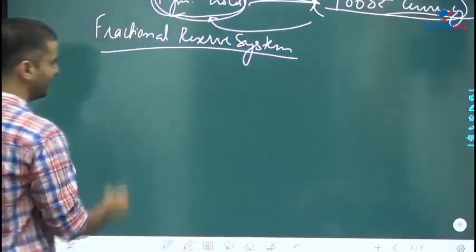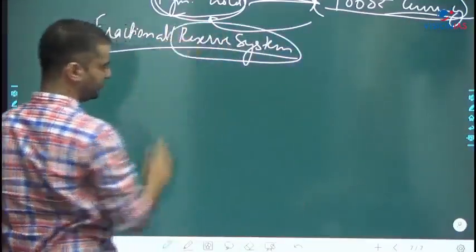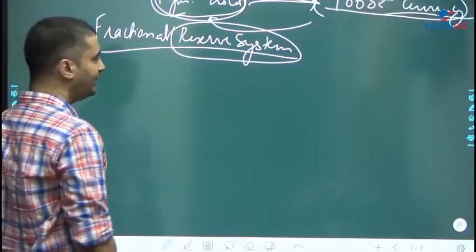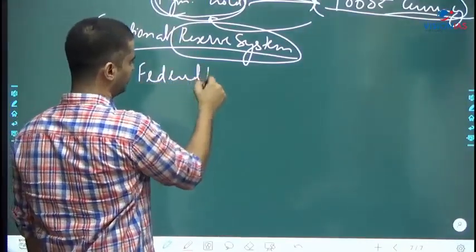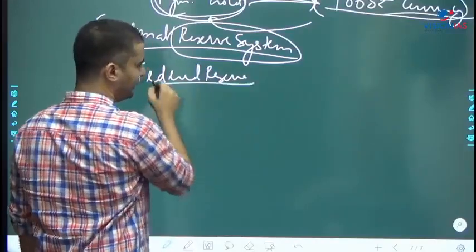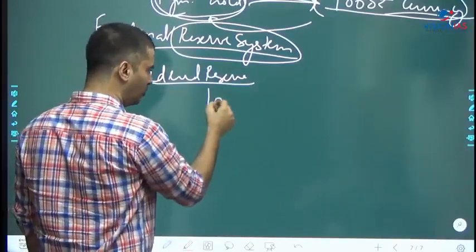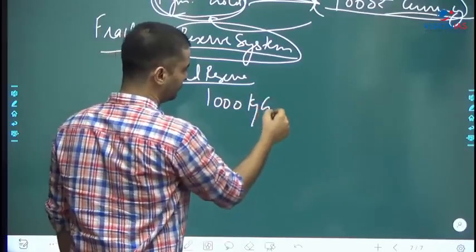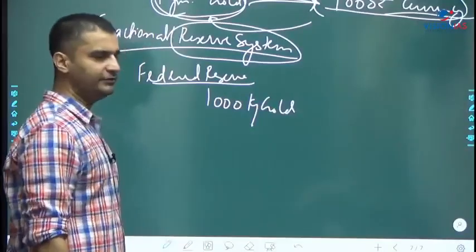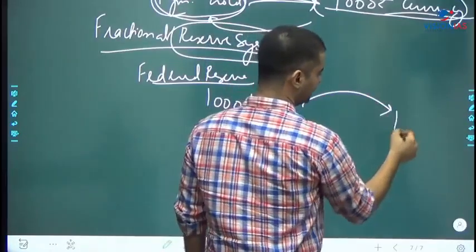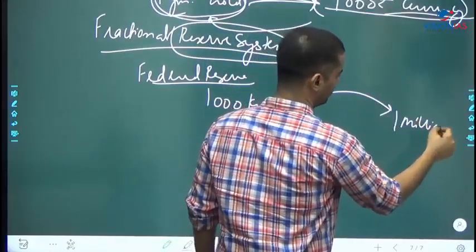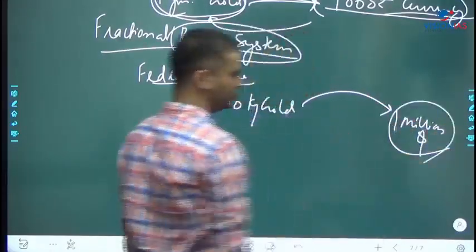सबसे पहले सिस्टम आया, The System of Reserves, Reserve System, that the central bank, let's say Federal Reserve, would buy gold. Let's say 1000 kgs of gold would be purchased by Federal Reserve, and in return for this it will inject, let's say, $1 million. $1 million would be injected into the economy.